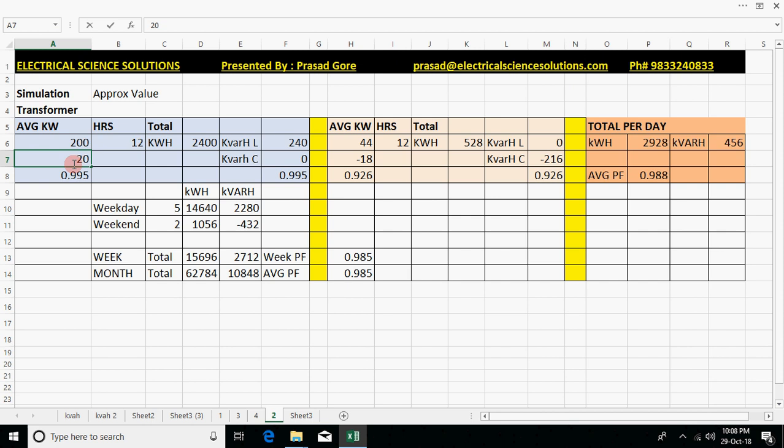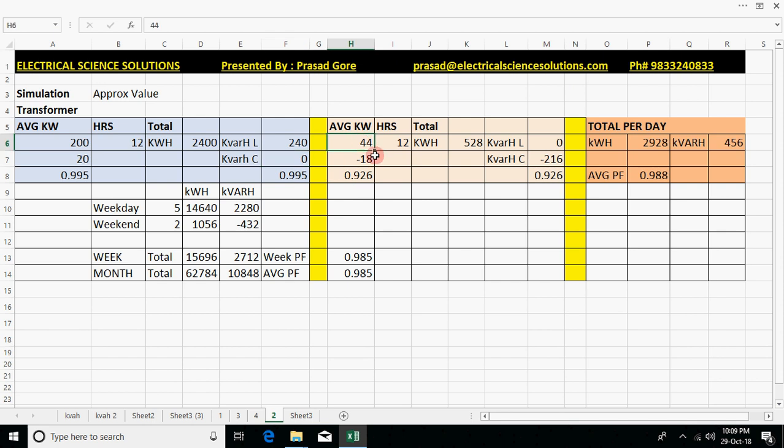20 kVAR is your average inductive power requirement. So in this 12 hours you are maintaining a power factor of 0.995. So kVARh lagging is 240 again because it's 20 into this 12. So 200, 2400 and 240. So your power factor is getting to be 0.995. Your kVARh leading is 0.